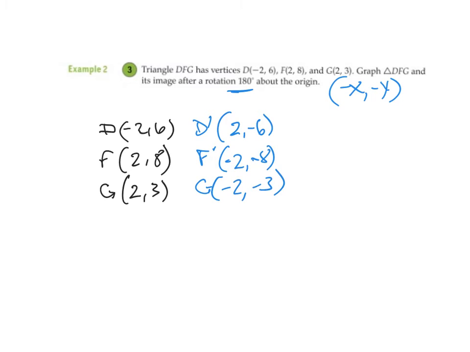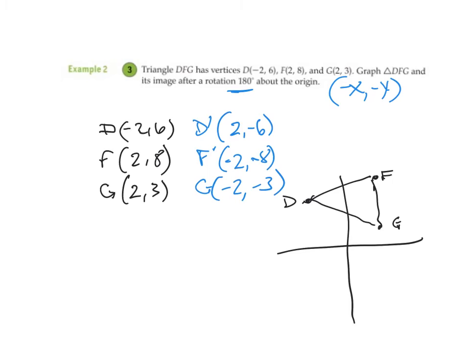All right, now we're in the position to plot it. I'm just doing mine very quickly freehand. But negative 2, 6 is going to be approximately here, so D is going to go there. 2, 8 is going to go over here, so there's F. And 2, 3 is going to go over here, so that's going to be G. All right, don't forget to join it up. All right, so there's my original one.